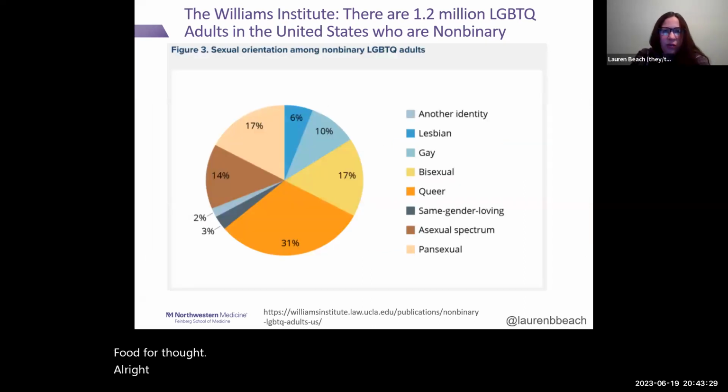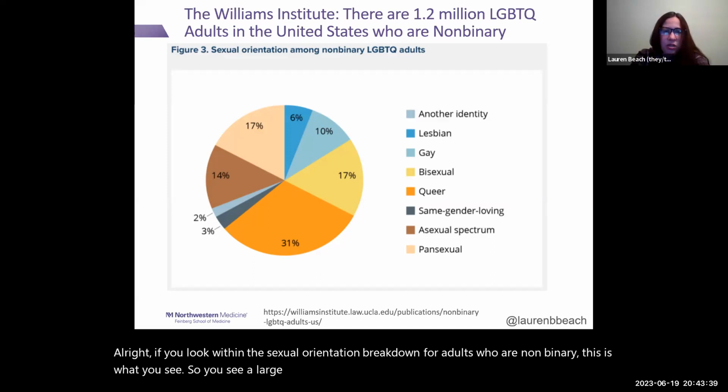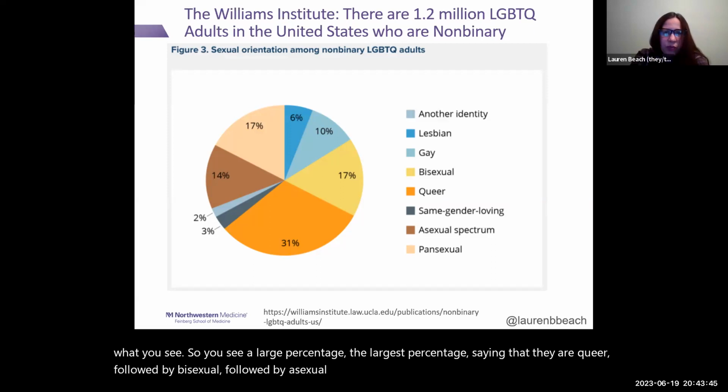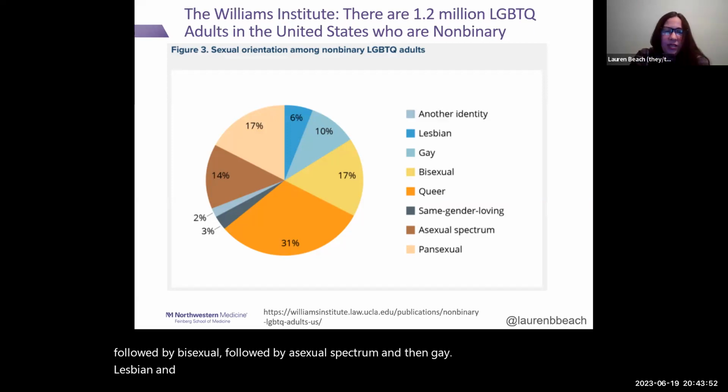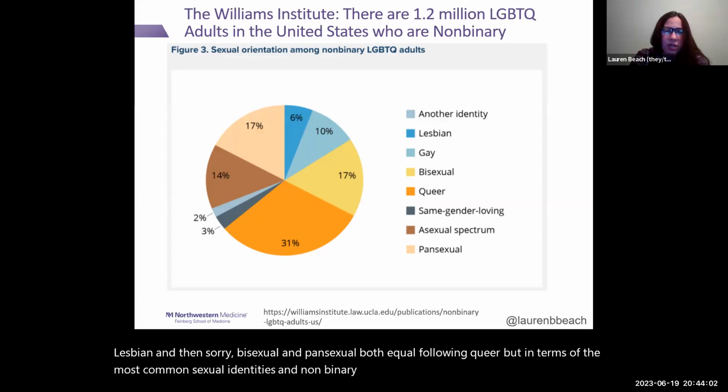And if you look within the sexual orientation breakdown for adults who are non-binary, this is what you see. You see the largest percentage saying that they are queer, followed by bisexual, followed by asexual spectrum, and then gay, lesbian, and then bisexual and pansexual are both equal following queer. But that is in terms of the most common sexual identities in non-binary LGBTQ adults.